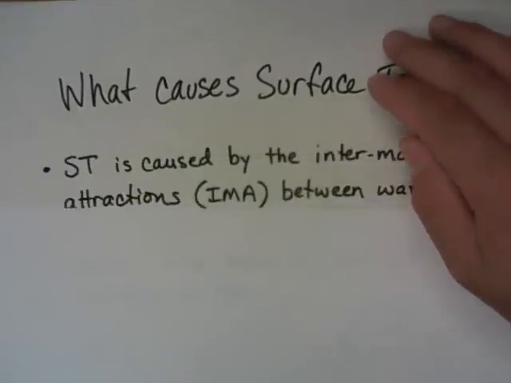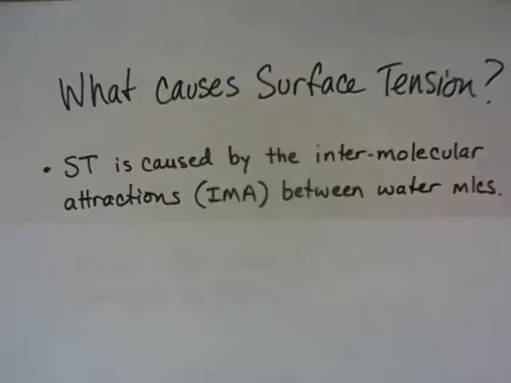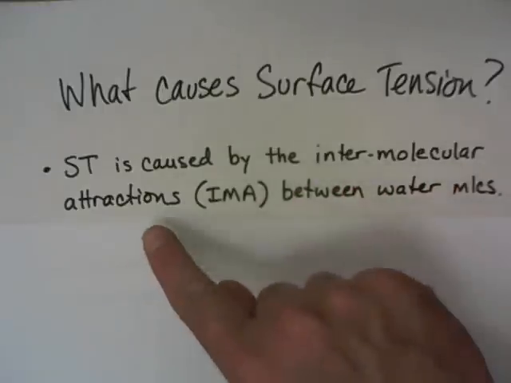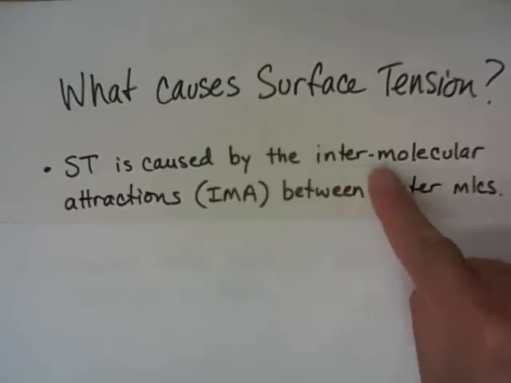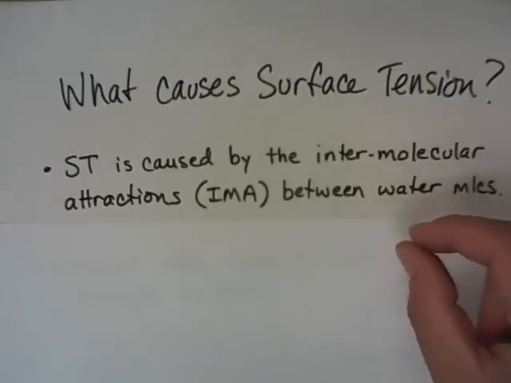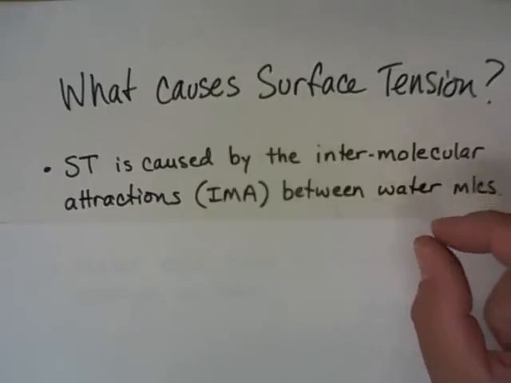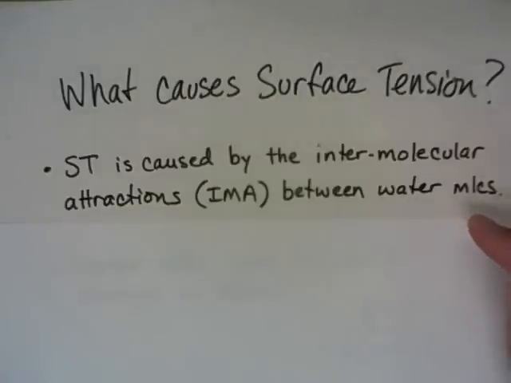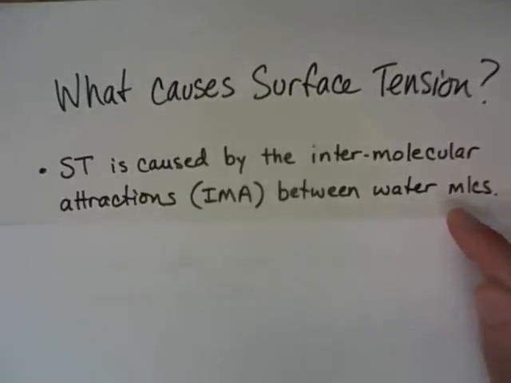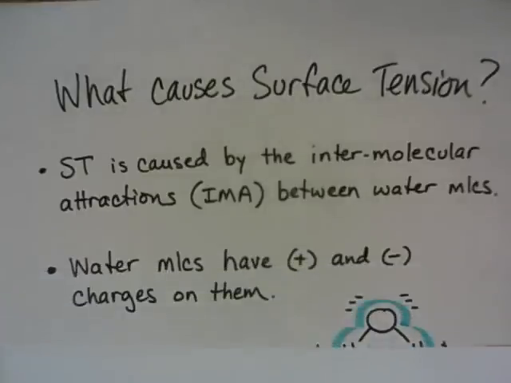First off, surface tension is caused by the intermolecular attractions, the IMA, between water molecules. Intermolecular, so it's between the molecules themselves. The little molecules are attracted to each other. Intermolecular attractions between the water molecules. Yes, you have to write that down. So here is a diagram of a water molecule.